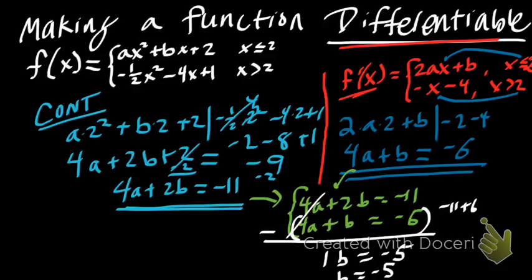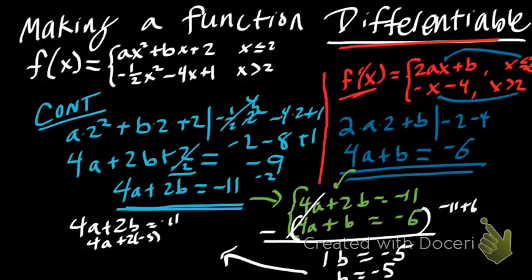And I've run out of room again, so I'm going to do this over here. b being negative 5 means that in our other equation, 4a plus 2b equals negative 11, I can replace b with negative 5. So that's going to be 4a plus 2 times negative 5 equals negative 11. So this is going to be negative 10. I'm going to add 10 to both sides. So 4a equals, when you add 10, negative 1. Divide both sides by 4, and you get a equals negative 1/4.